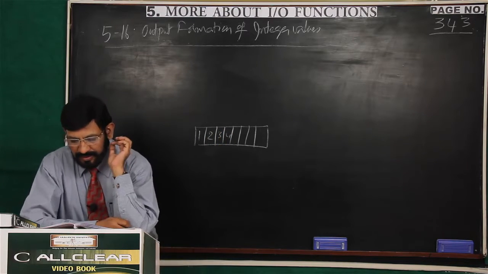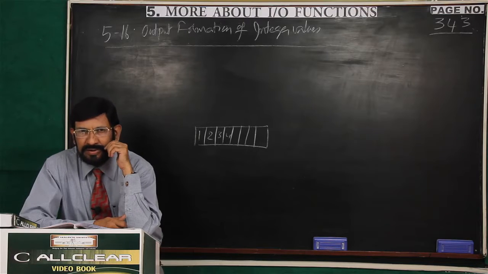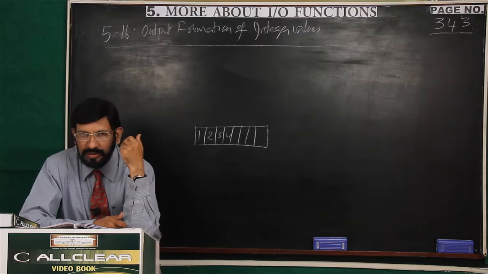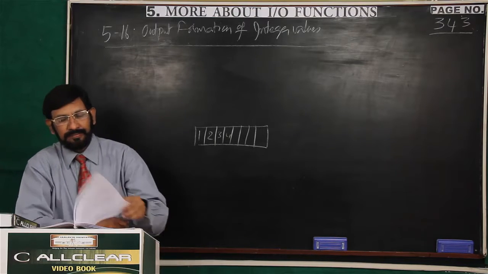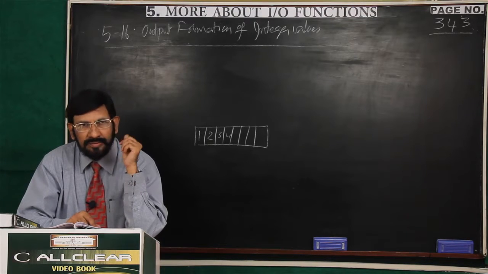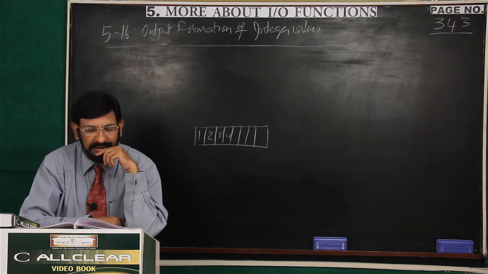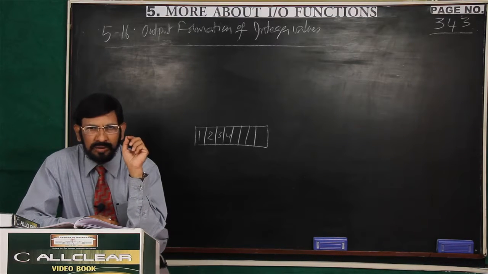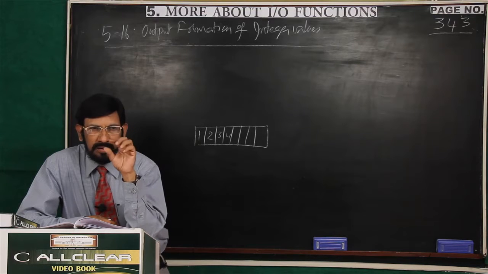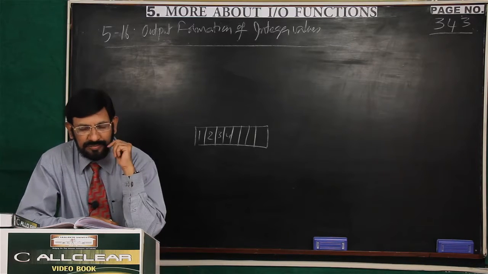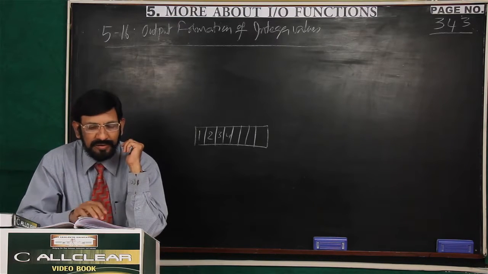And your number is printed with left justification. That is the meaning. Next, %7d means 7 spaces are allocated and your number is printed with right justification. %-7d: right justification is converted to left justification. %-6d: for printing 1234, 6 spaces are allocated and your number is printed with left justification.